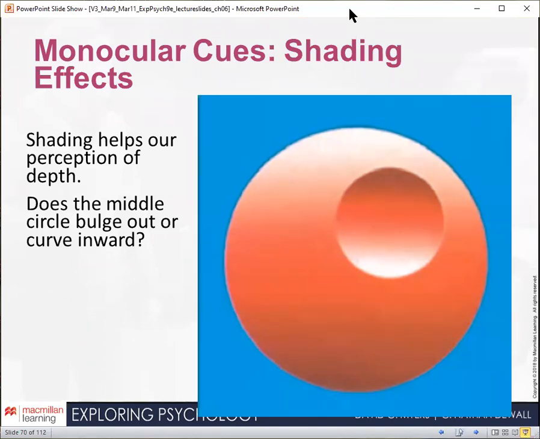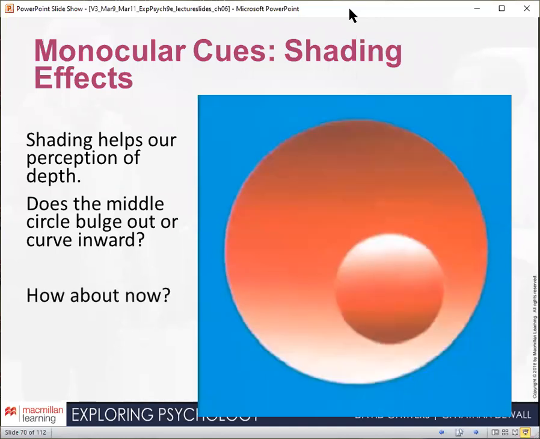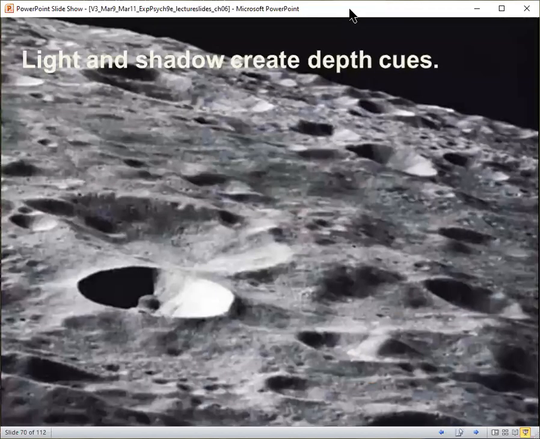Does the middle circle bulge out or inward? All right, so that appears to bulge inward, and then we shaded it slightly differently. We have it bulging out. So again, shading, along with relative height and linear perspective, can all have a great deal of impact on what we are perceiving. Light and shadow create depth as well.